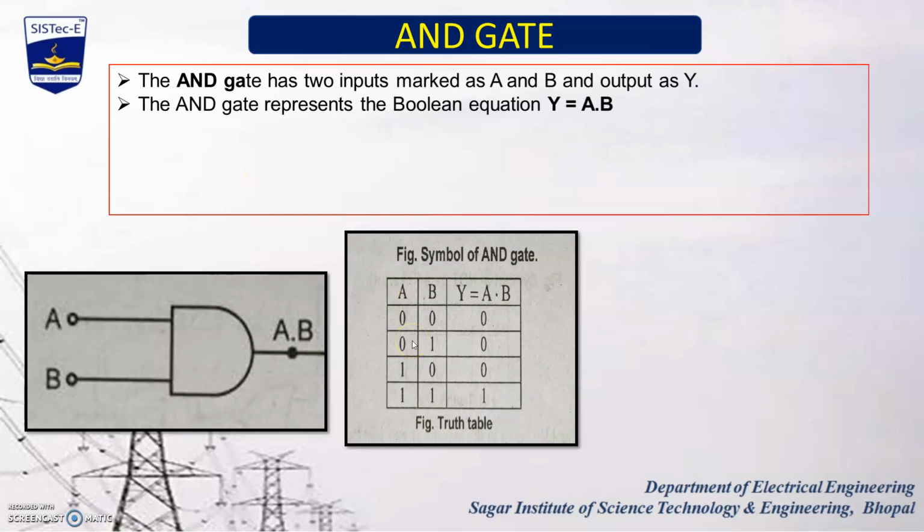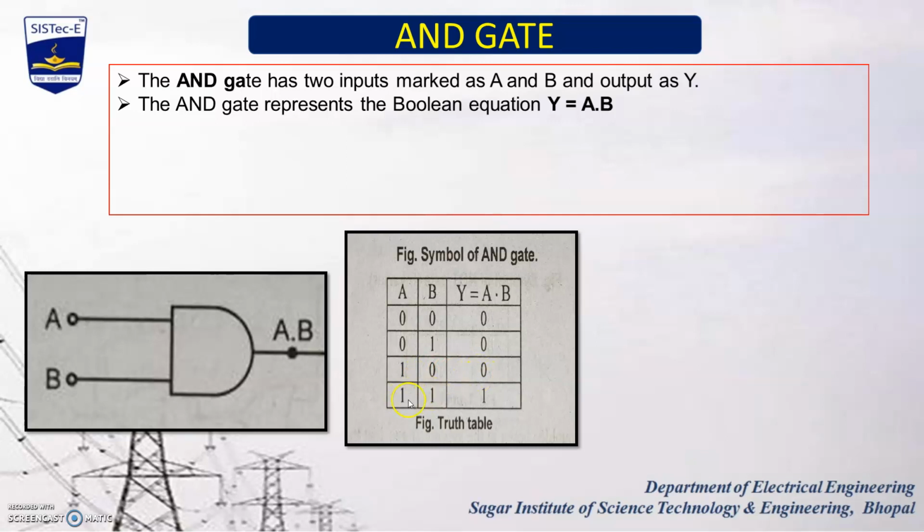Let's understand with the truth table. When both inputs are low, meaning 0 and 0, then the output A dot B will also be 0. Similarly, when input A is low but input B is high, meaning A is 0 and B is 1, their product A dot B, 0 dot 1, equals 0, so the output will also be low. In the inverse case, when A is 1, meaning high, and B is 0, low, the output will be 1 dot 0, which is also 0.